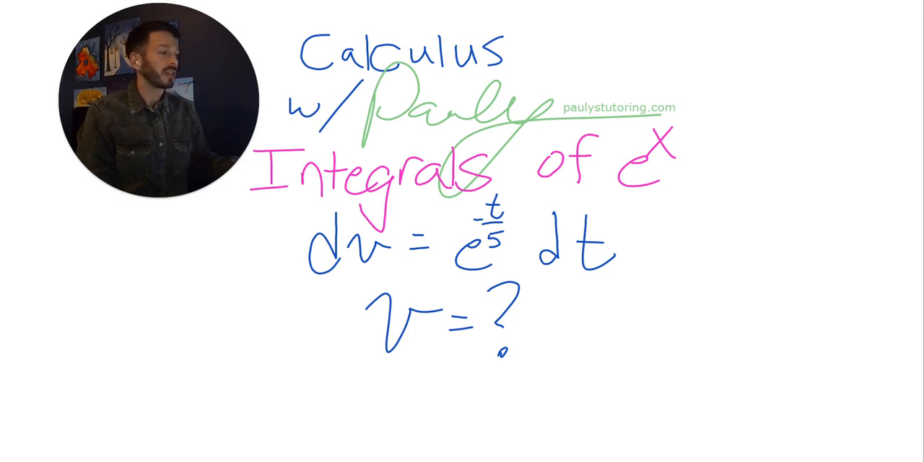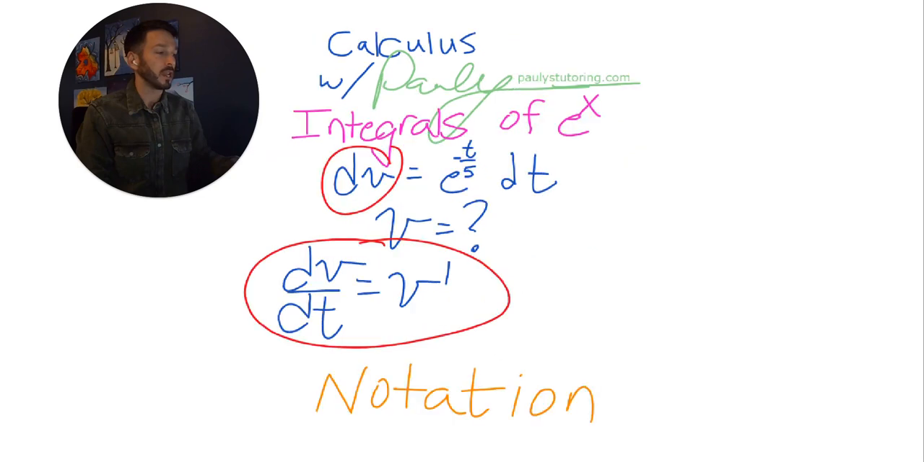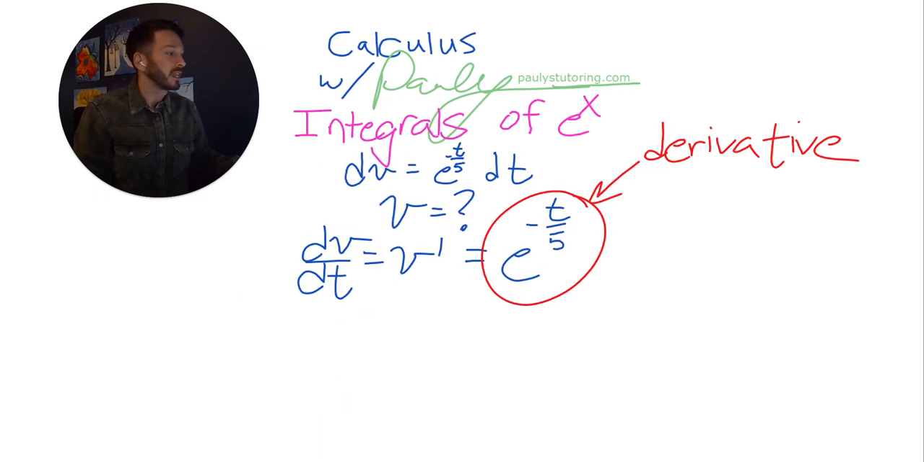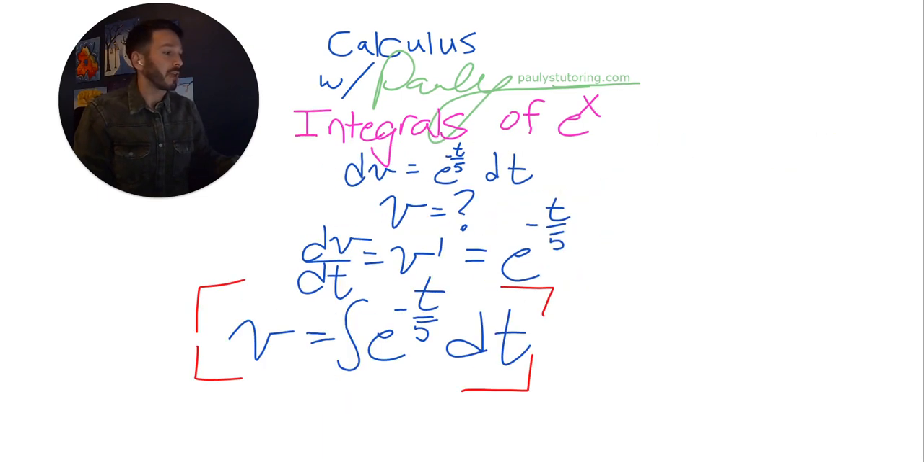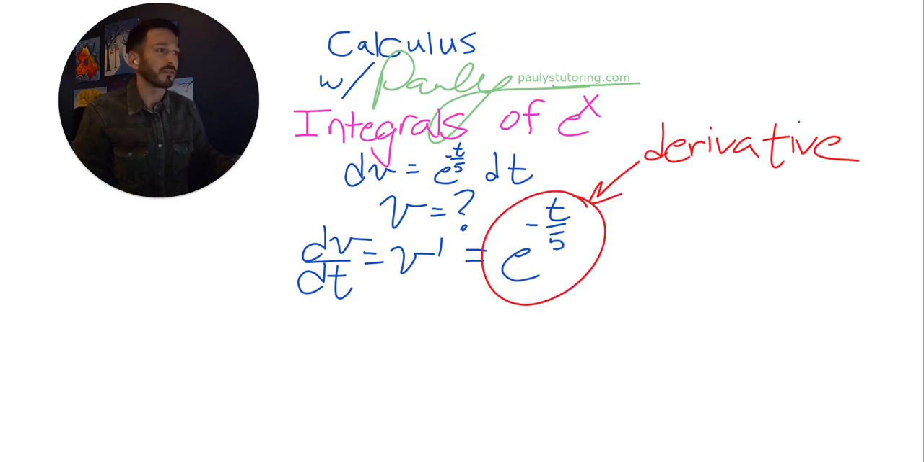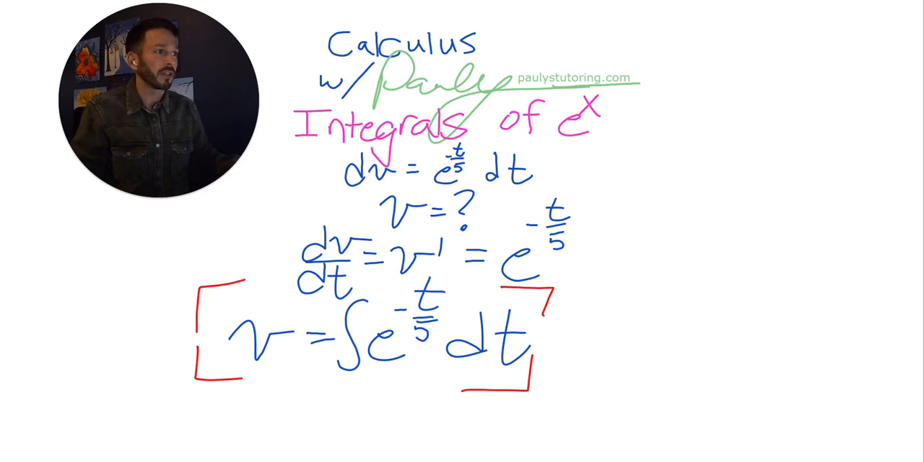Here we have dv equals e to the negative t over 5 dt. Well, first a discussion about notation. If it's dv, that means v prime, really. So if we move the dt over with the dv, that's v prime. And obviously the integral of v prime would be v, because this is the derivative. The integral of the derivative is the original. Okay, so I wanted to discuss that.